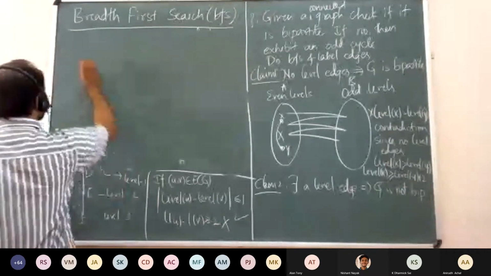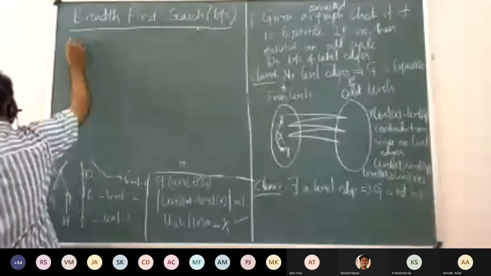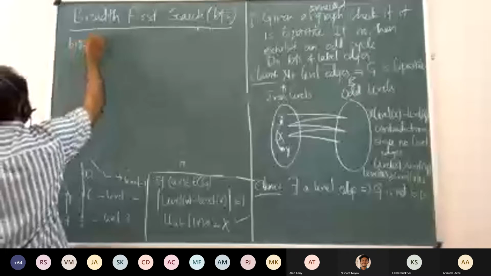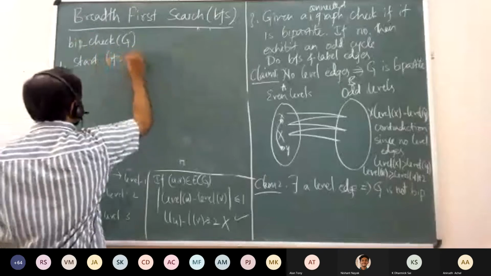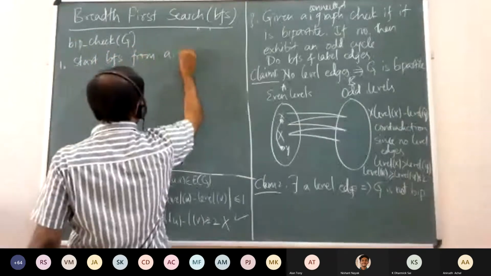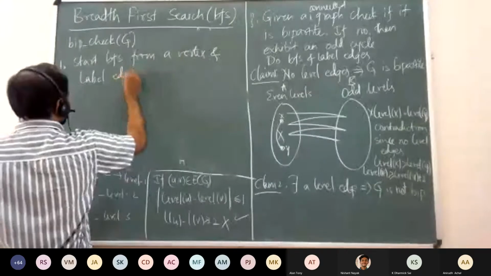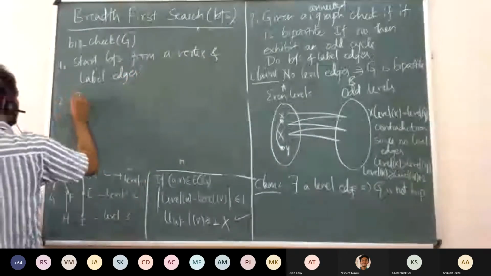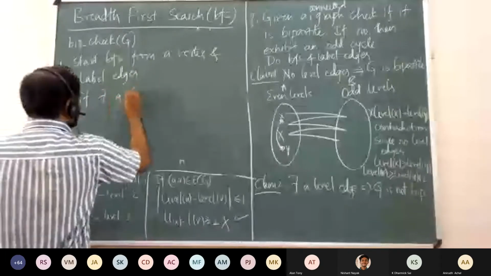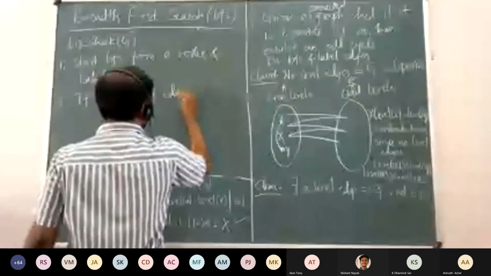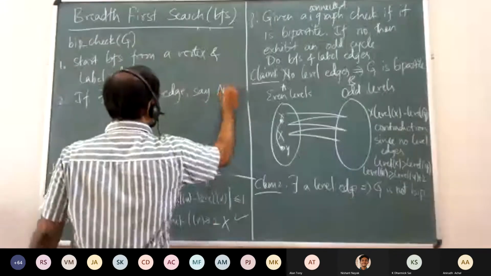Say the bipartite check: you are given a graph G. Then what you do is start BFS from a vertex. It doesn't matter which vertex it is, and label edges. Second, if there exists a level edge, then say no.